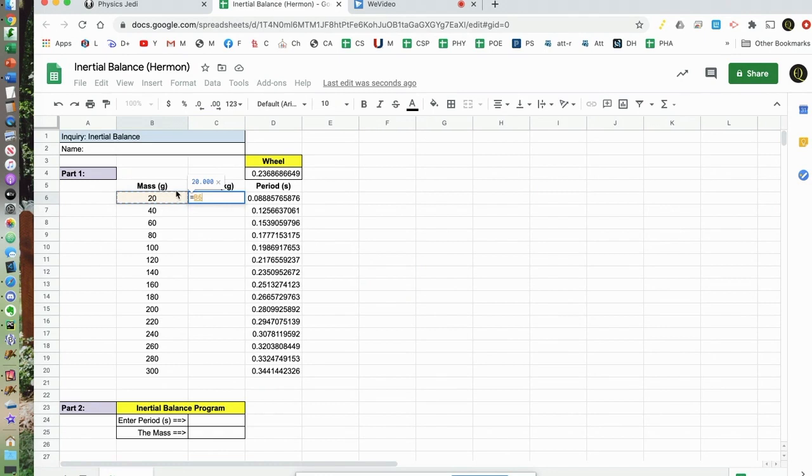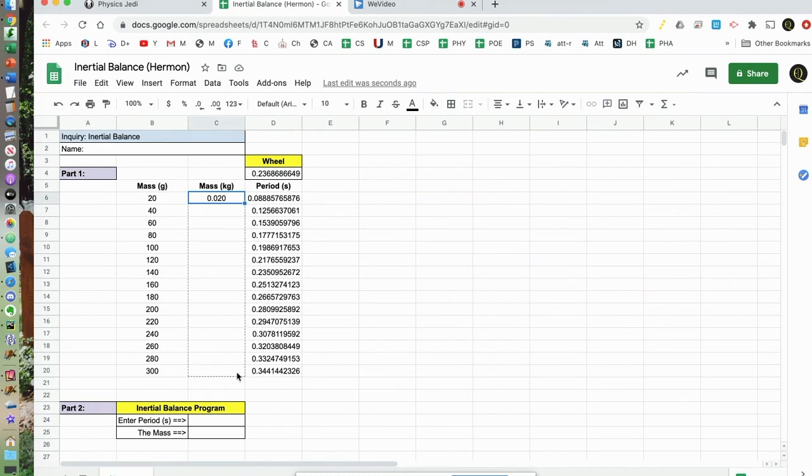And how do you convert from grams to kilograms? Well, you're going to divide by 1,000. So I do equals, and then that cell, and then I do a slash, and then I do 1,000. Hit return. And there it's converted to kilograms. I don't have to do that for every single one of these. I can just click on that cell. I can grab the little corner and drag it down.